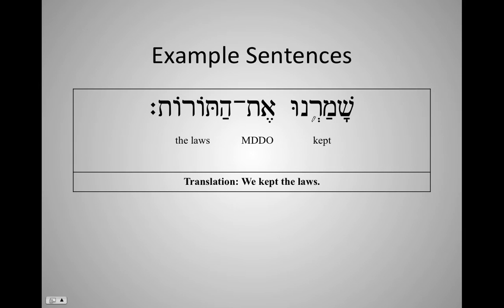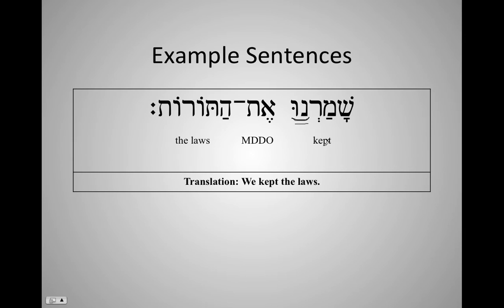Now here's an example of a verb that does have an ending, and I've thrown it in just so you can see how it works, although your homework or the final exam will not have this on it. I have this verb shamarnu. Now this particular ending is our first common plural ending for perfect verbs, which means we have to supply the subject "we" before it.